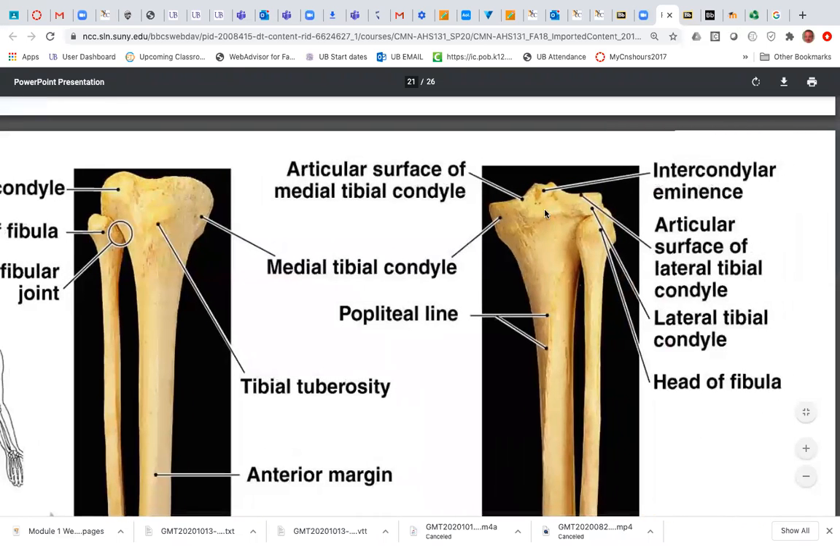If we look at it from the posterior, you can still see the head of the fibula here, and there is an intercondylar eminence. Intercondylar eminence are these two bumps. You can't really see it from the anterior view, but if you look at it from the posterior, you can see it here. It's like the top of the mountain right there. Intercondylar eminence.